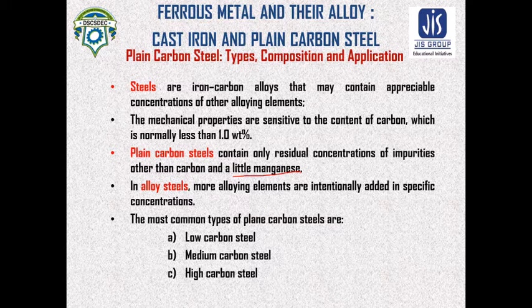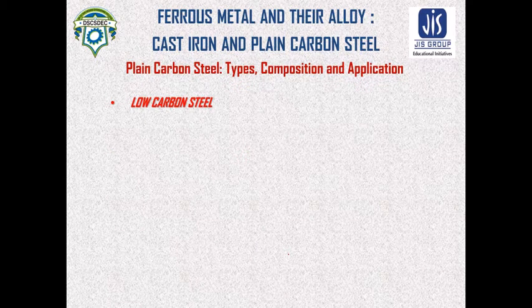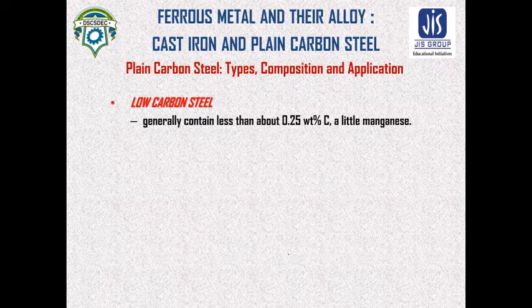The most common types of carbon steels are low carbon steel, medium carbon steel and high carbon steel. Now see low carbon steel. Low carbon steel generally contains about 0.25 weight percentage of carbon and a little manganese. So what is the composition? Iron, 0.25 weight percent carbon and a small amount of manganese.